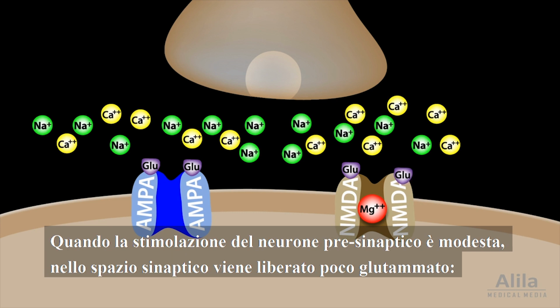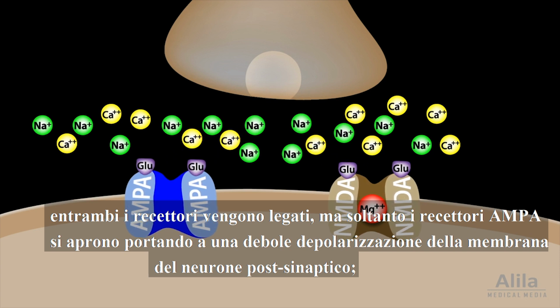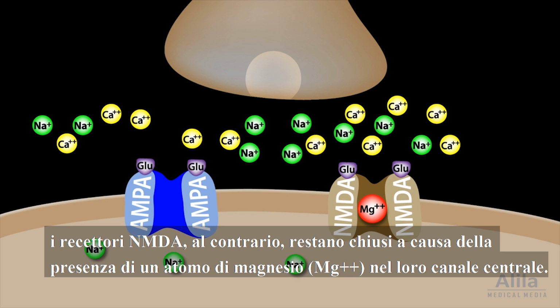When the presynaptic neuron is stimulated by a weak signal, only a small amount of glutamate is released. Although both receptors are bound by the glutamate, only AMPA is activated by weak stimulation. Sodium influx through the AMPA channel results in a slight depolarization of the postsynaptic membrane. The NMDA channel remains closed because its pore is blocked by magnesium ions.